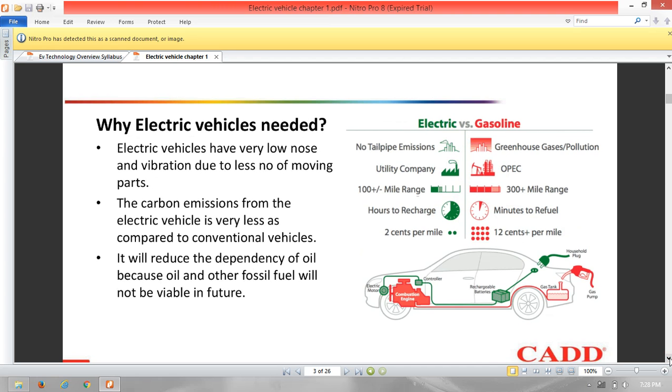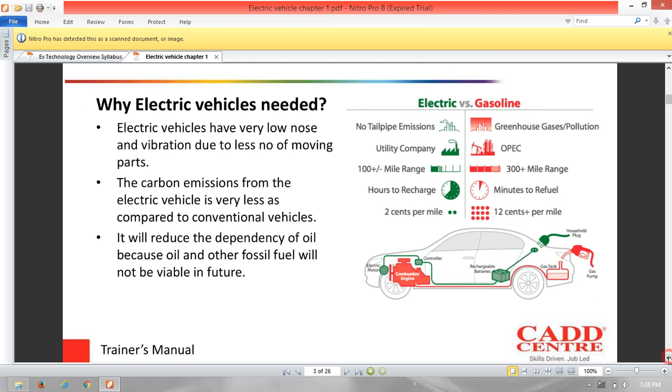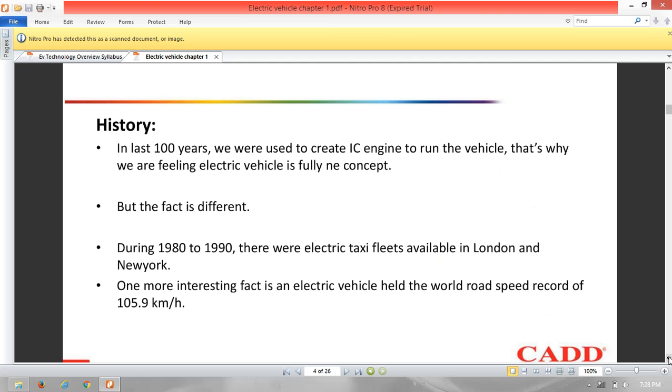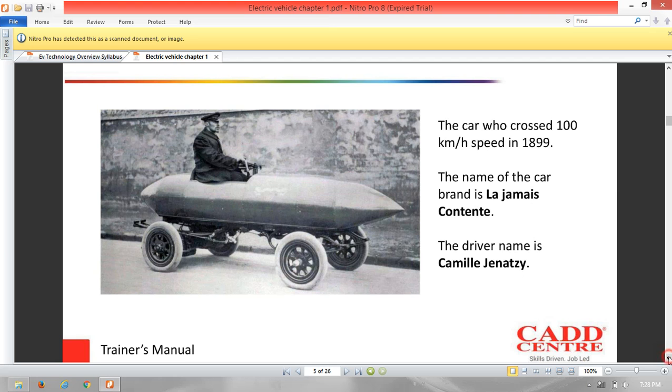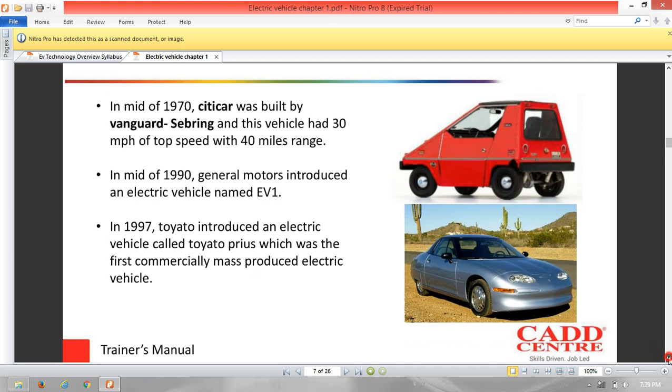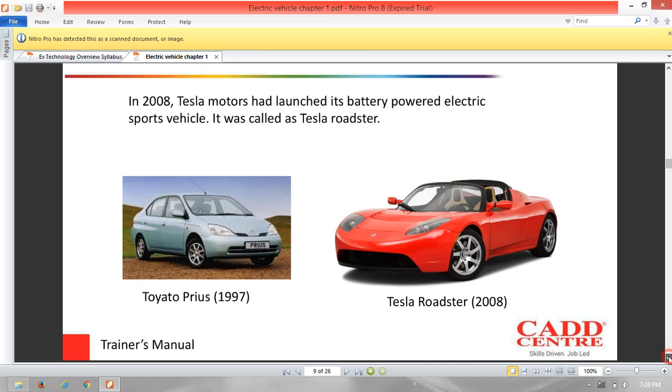Why do we need EV? Because there are a lot of emissions occurring in petrol, diesel, or any kind of fuel vehicle. If you use an electric vehicle, there are fewer pollutants as well. We'll see the history, like when exactly it started, and the Tesla Roadster.